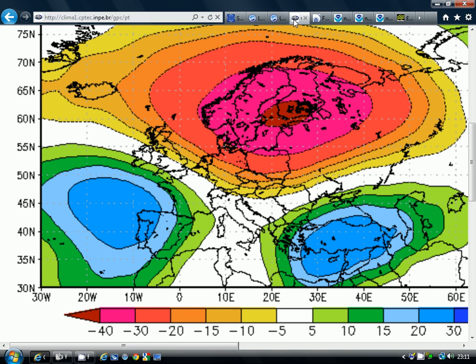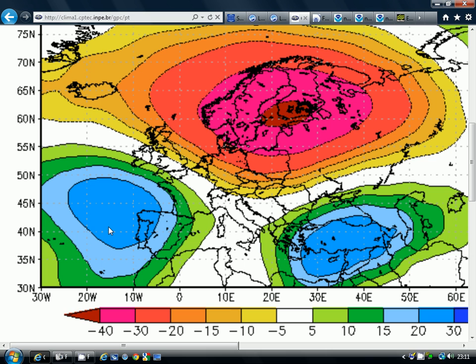The next model we're going to look at is the Brazilian model, and these are 500 millibar heights from the Brazilian model. A little bit different to normal 500 millibar heights in that this large area of vibrant colours, pinks and reds, are below average heights, and the blue areas are above average heights. Normally that would be the other way around. Red would be above average heights, blue would be below average heights, but this model's a little bit different.